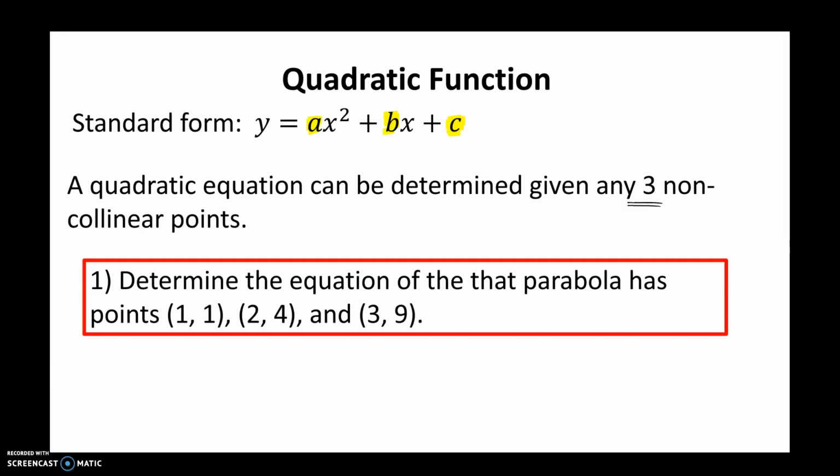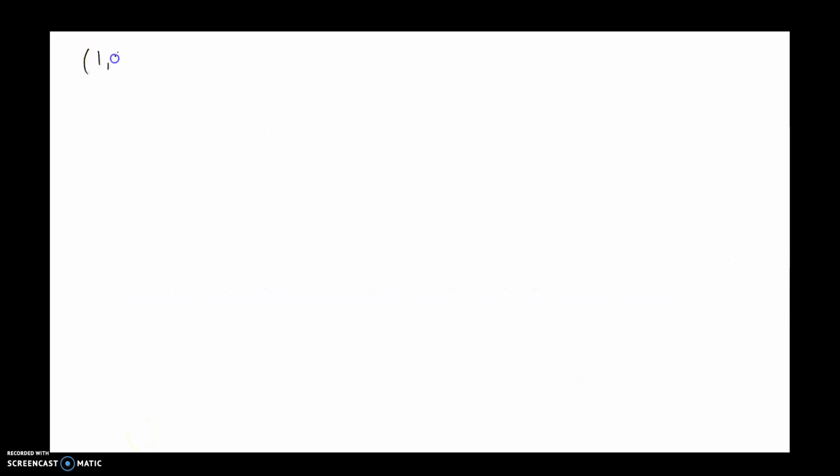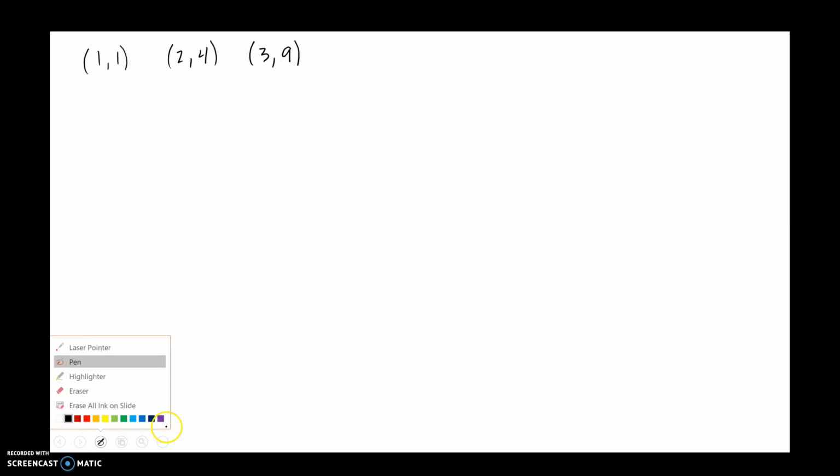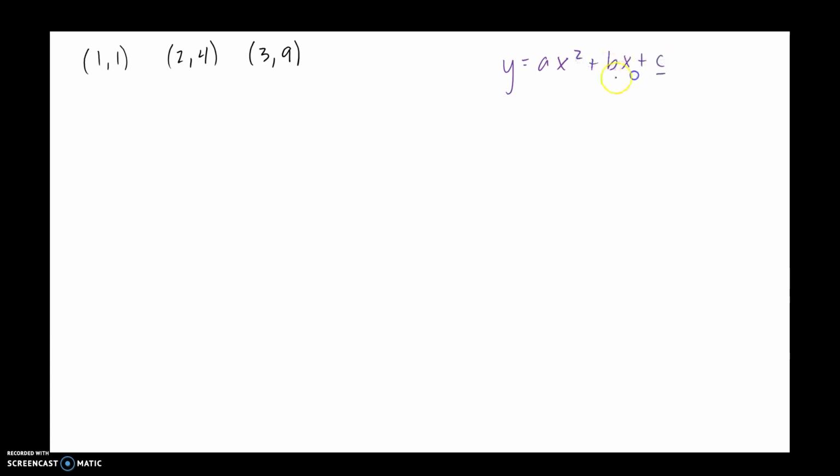Okay, so determine the equation of the parabola that has points (1, 1), (2, 4), (3, 9). The name of the game is substitution. You're substituting and you're subtracting. So, (1, 1), (2, 4), (3, 9). And our goal, y equals ax squared plus bx plus c. So we have to find values of a, b, and c.